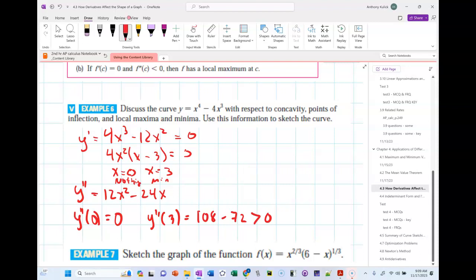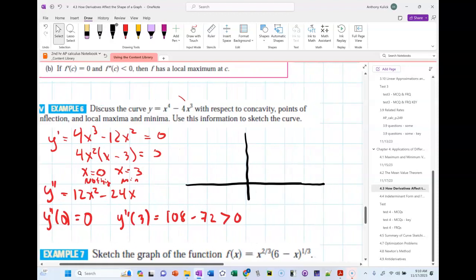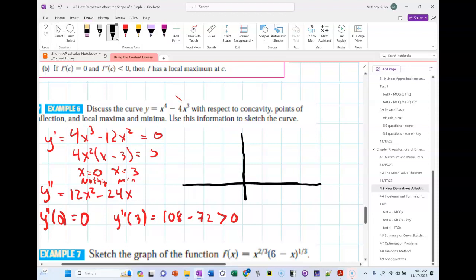Now, if I wanted to sketch the curve, it should be pretty easy to see that I have x-intercepts at 0 and 4, right? Can you guys see that? Yeah or no? Well, if I set this equal to 0 and solve, factor off an x cubed, and then I have x equals 0 from the x cubed and 4 from the x minus 4.